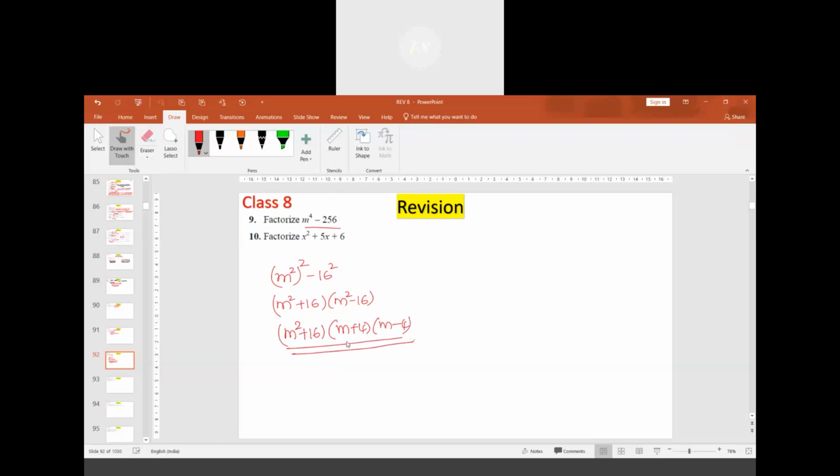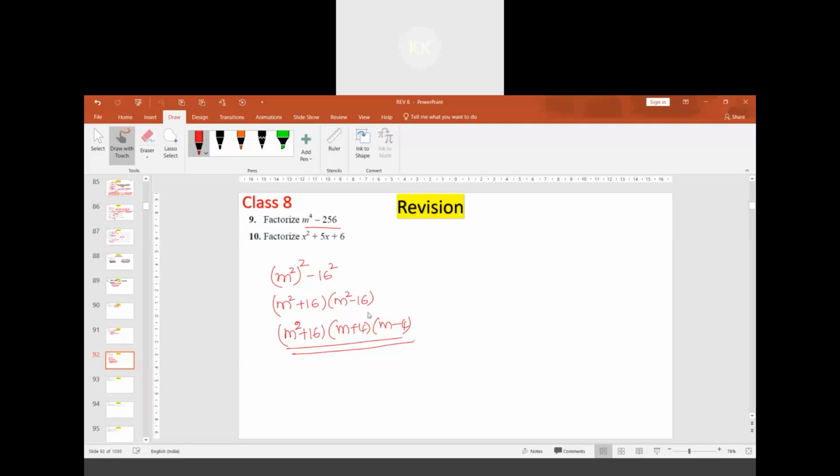Sir, this m to the power 4 minus 256 is a cube number? It is not a cube number actually. This is a biquadratic, which means the power is 4. Here you can count the powers: this is 2 plus 1 plus 1, totally 4.